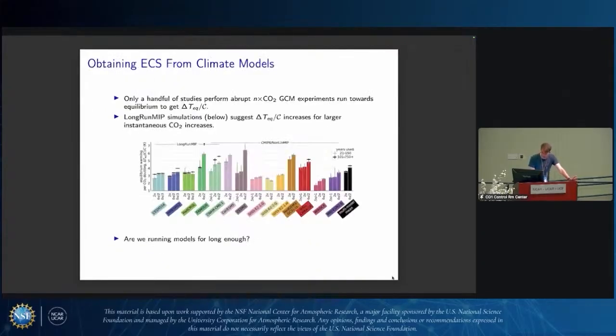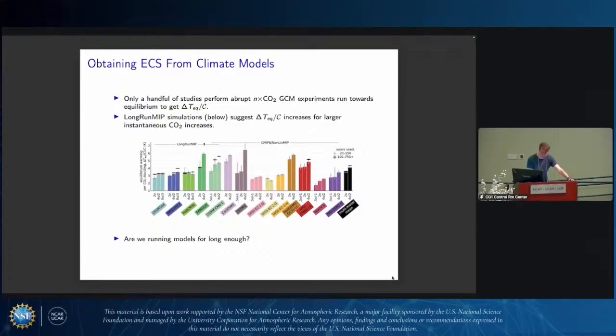So one way to get ECS from a climate model is to do an abrupt n-times CO2 experiment and run it out towards equilibrium. So these were collected as part of the LongRunMIP group. The simulations are shown below. And basically the trend is that for stronger initial CO2 forcing, you see a higher ΔT_eq over C.